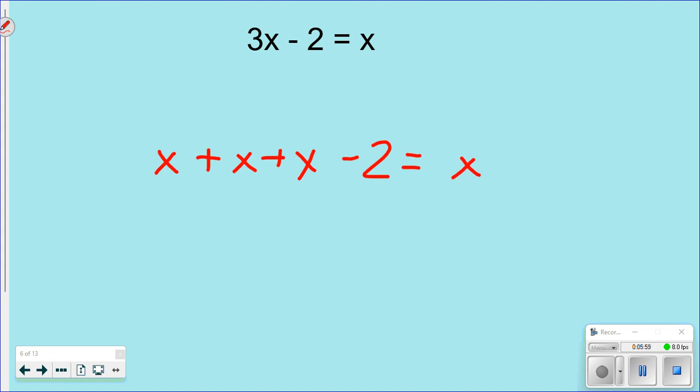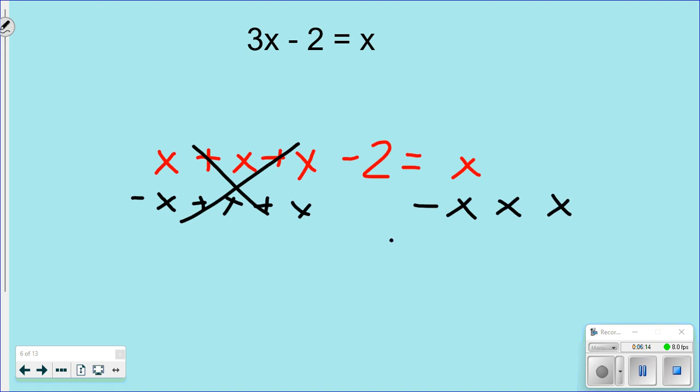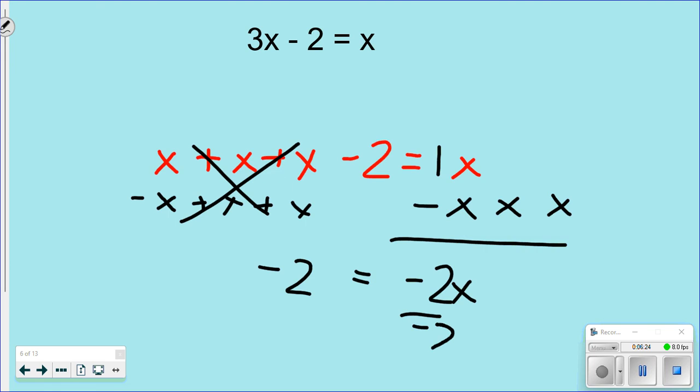So do you see you have positive 3x's here? We're going to subtract 3x's. But if I do that on this side, I have to do it to the other side. So 1x minus 3x's would be a negative 2x equals my negative 2, divided by negative 2, divided by negative 2. x is going to be 1.